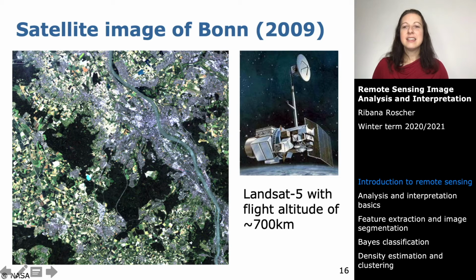And here you can see a satellite image of Bonn. The first thing you see is that you cannot see so many details, but the field of view is much larger. This is a satellite image taken from the Landsat satellite, and the Landsat satellite has a flight altitude of about 700 kilometers. I will talk a lot more about Landsat today in the lecture, and also in the next lectures.